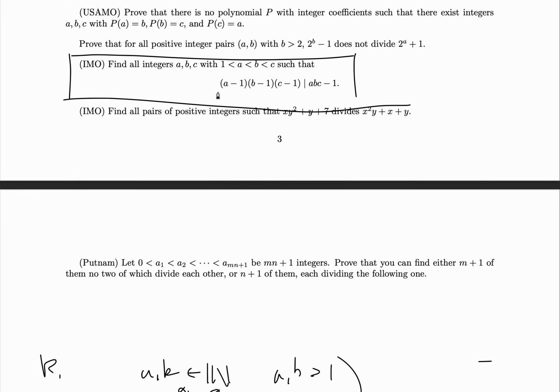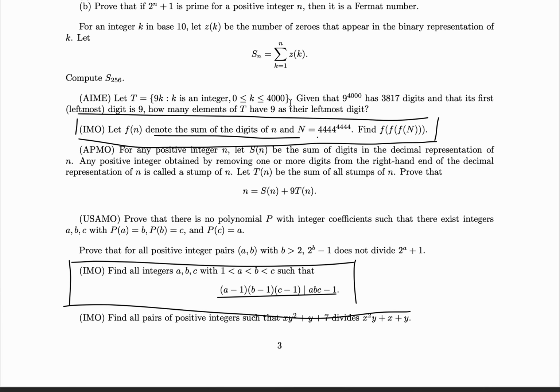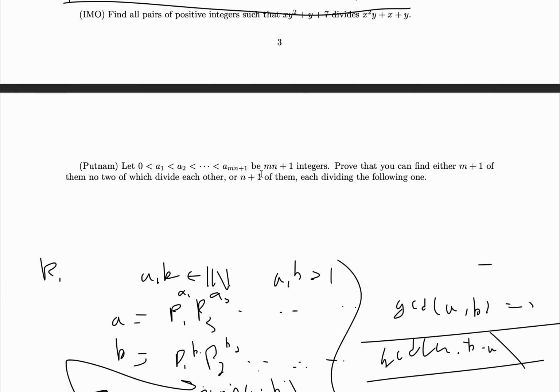Okay, now for this problem, ABC such that, okay, then A minus 1 should divide ABC minus 1, B minus 1 should divide this, and we can actually factor this out and find all the possible scenarios here, which is just pretty intuitive. Now let's go through some Putnam problems though. Okay, let's say a subsequence of integers.